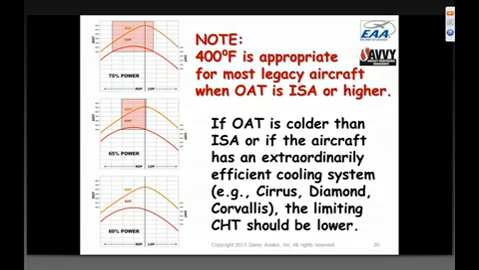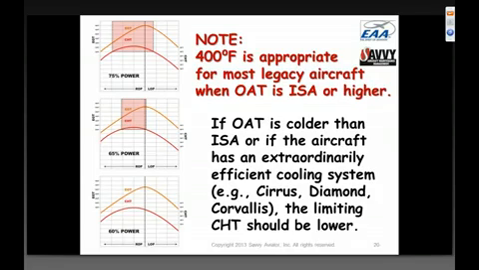Also, if we're flying a modern designed aircraft like a Cirrus or a Diamond or a Corvalis that has an extraordinarily efficient engine cooling system, because some of the new design airplanes are much better in terms of engine baffling and so on, then we want to lower the temperature a little bit. So for example, my company manages a lot of Cirruses, and instead of the drop dead temperature being 400 degrees, we recommend for Cirruses that it be 380.